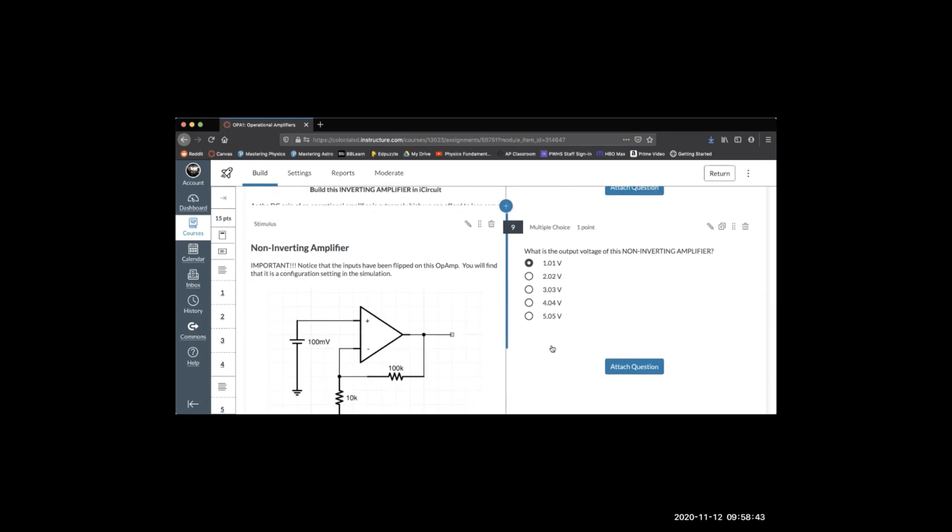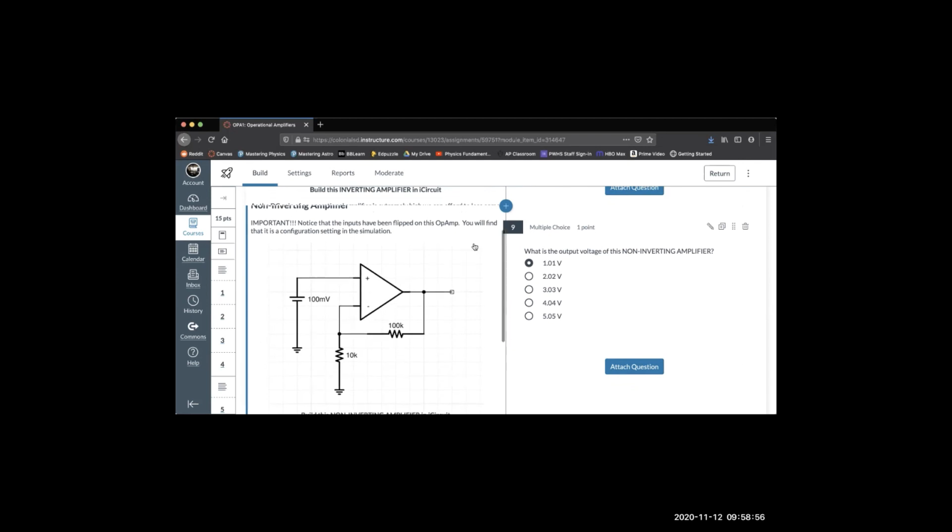Question 9, non-inverting amplifier now. So my output of the non-inverting amplifier is going to be positive because it doesn't invert the signal. So when I put 100 millivolts in, I'm going to get a positive signal out. Notice that instead of getting slightly less than 10 times amplification, I get slightly more than 10 times amplification. Instead of getting slightly less, I get slightly more.